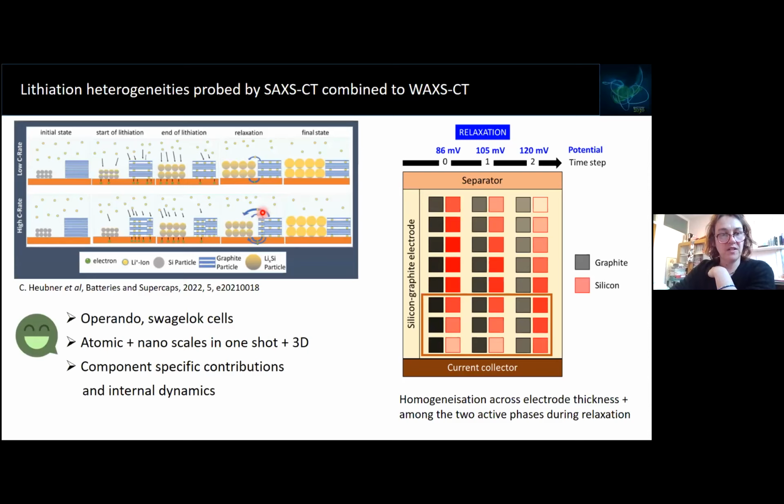So to wrap up on this technique, we can do operando on switch-locked cells, so quite nice cells for the electrochemistry. We get the atomic and nanoscales in one shot, and we can have spatially resolved, up to 3D potentially, mappings. And this is very useful for component-specific contributions and internal dynamics inside the electrode. The time resolution was not very good at the time, but has been much improved now on the experiment. So we are expecting to do even much better now on ID31.